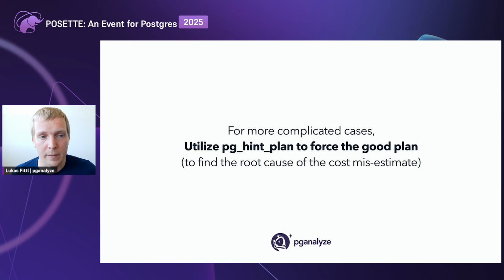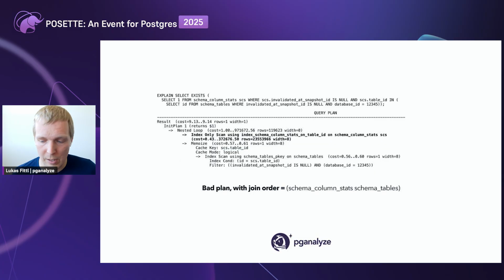And where it doesn't work well is when you have complex queries where maybe you want to turn off nested loops for one part of the query plan, but you want to keep nested loops for another part of the query plan. And so for this, we can use pg_hint_plan. pg_hint_plan basically lets us specify specific parts of the query to be done differently.